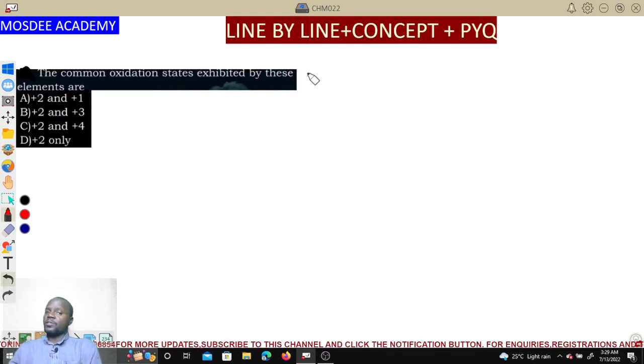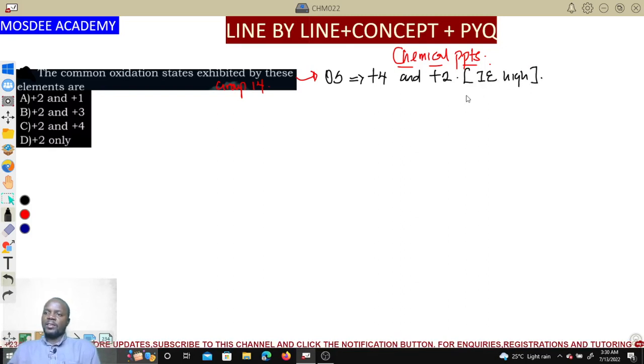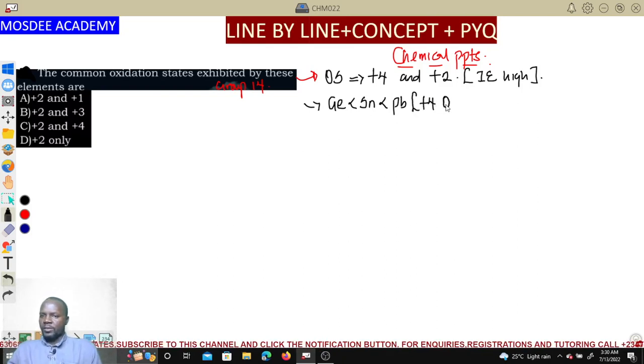The common oxidation states exhibited by group 14 elements are, please. For group 14 elements, the common oxidation state, let's quickly talk about chemical properties. Some chemical properties are common to all the members of the group. Let's start. Talking about their OS, when I say OS, I mean oxidation state. They exist in plus 4 and plus 2, so they have these two types of oxidation state. Why do they exhibit that? It's because they have high ionization energy. Please note that. We also say that in heavier elements, listen to this, the tendency to achieve the plus 2 oxidation state increases from germanium, then to tin, then to lead. That is, when we talk about the ability to actually get to the plus 4 oxidation state.